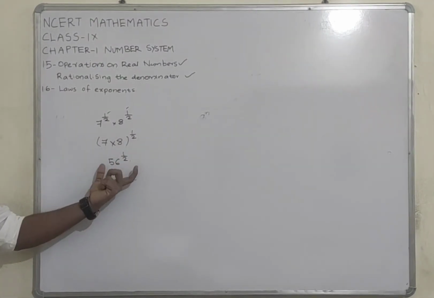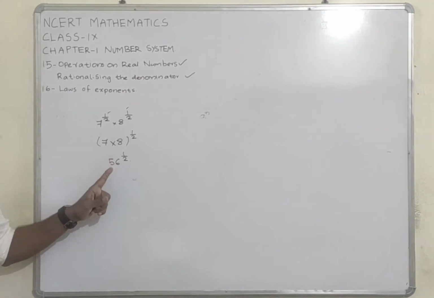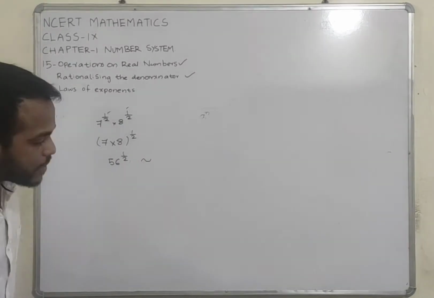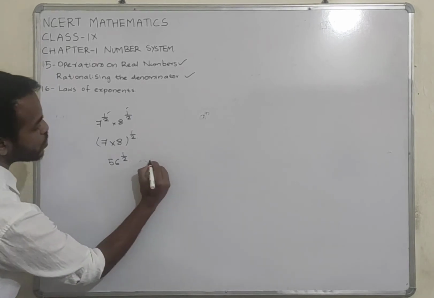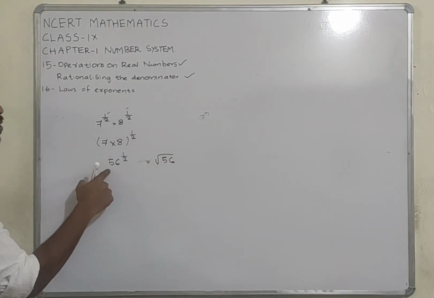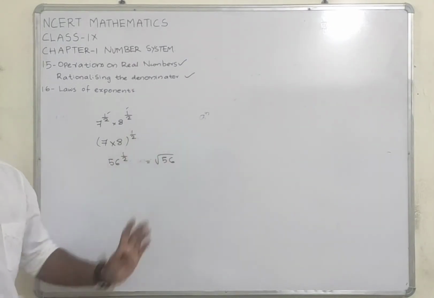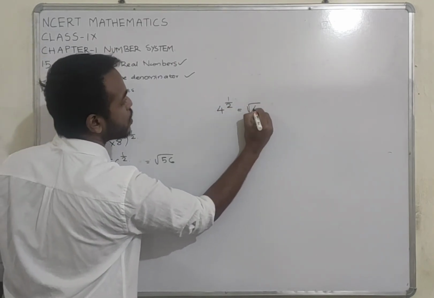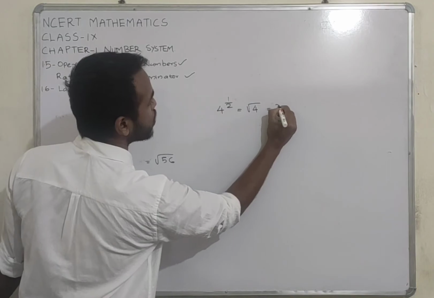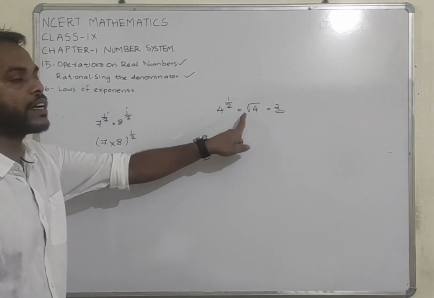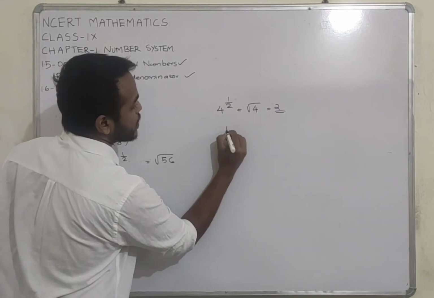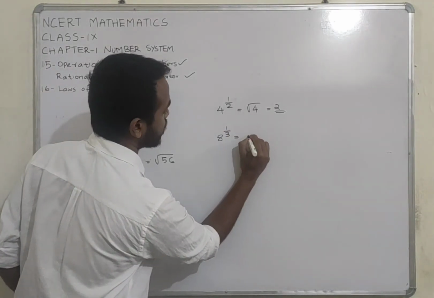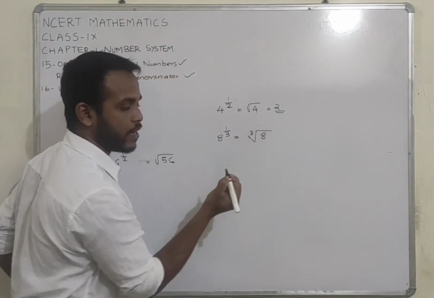Now, the important part is, if there is a number like this, that is, the power is not a whole number, there is a slight difference in how we are going to write it. This is the same as root of 56. So, any number to the power 1 by 2 means root of that number. For example, 4 raised to 1 by 2 is nothing but root of 4. And what is root of 4? It is 2. So, whenever you see 4 raised to 1 by 2, you can write it as 2. Now, 8 raised to 1 by 3. This means cubic root of 8. That is cubic root of 8.